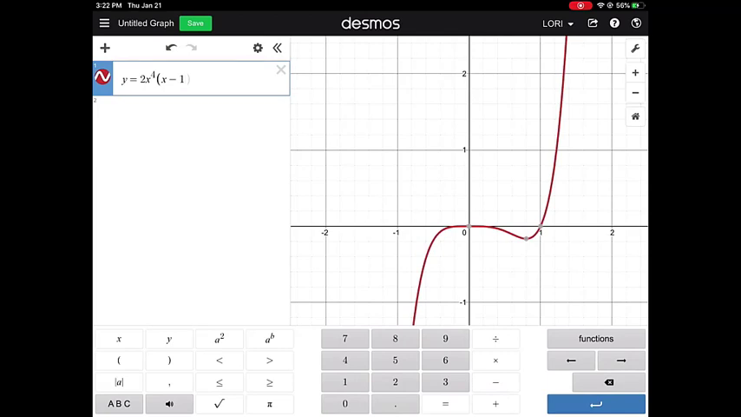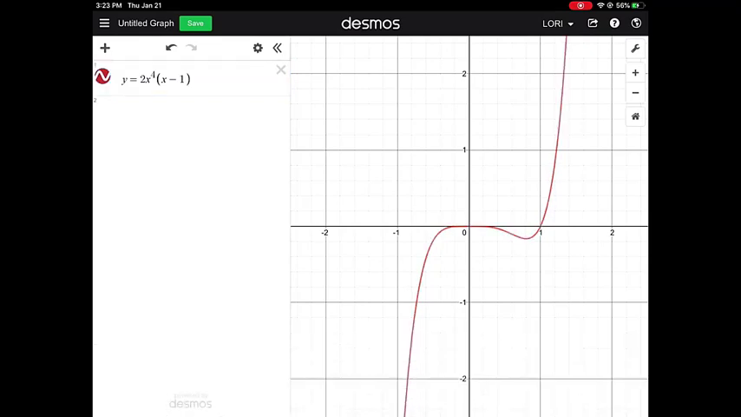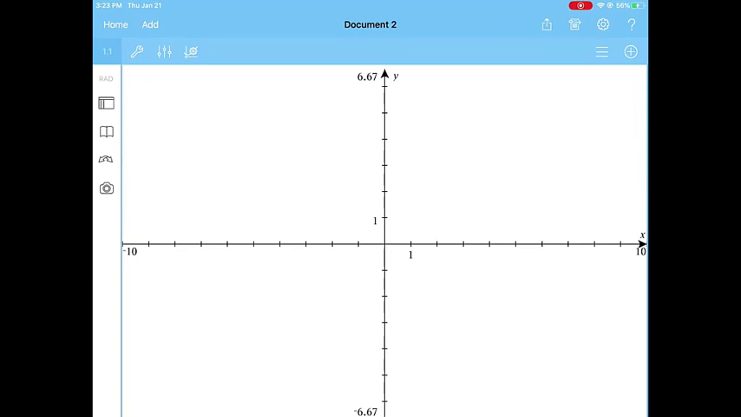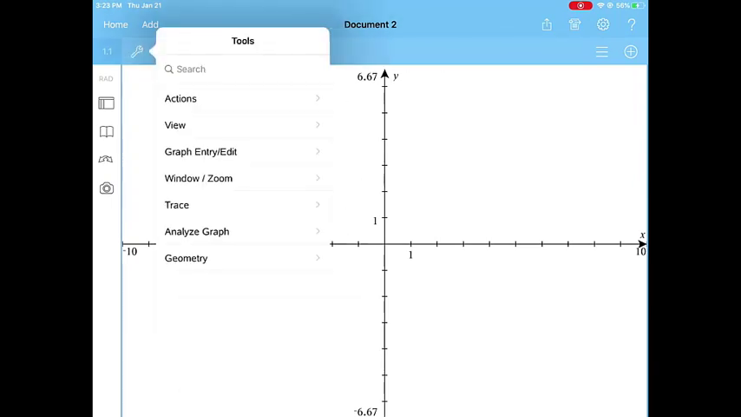And if you'll see here, it goes up and touches the axis and then comes back down, and then it comes back through. So the first one is called a bounce, and the second one is a cross, excuse me. We'll look at it here again on the Inspire calculator.